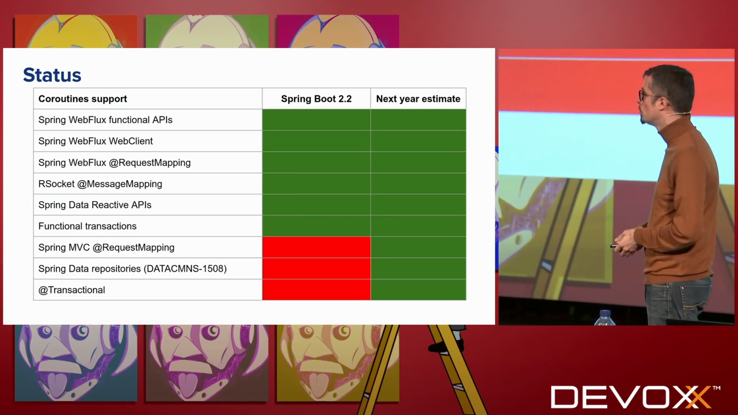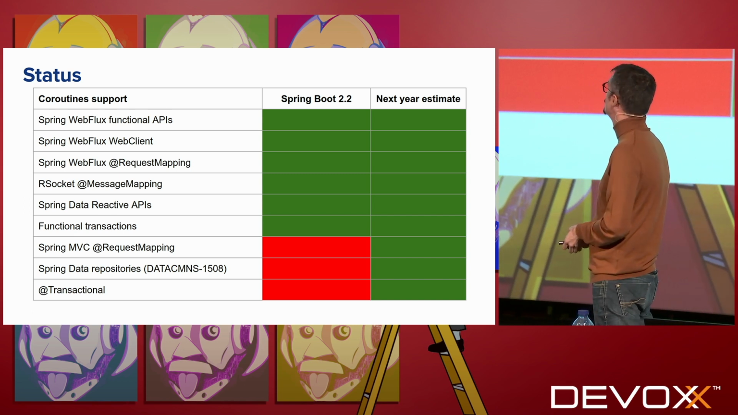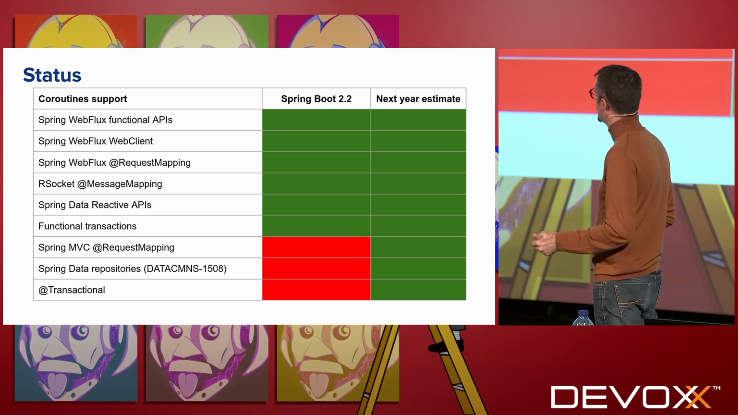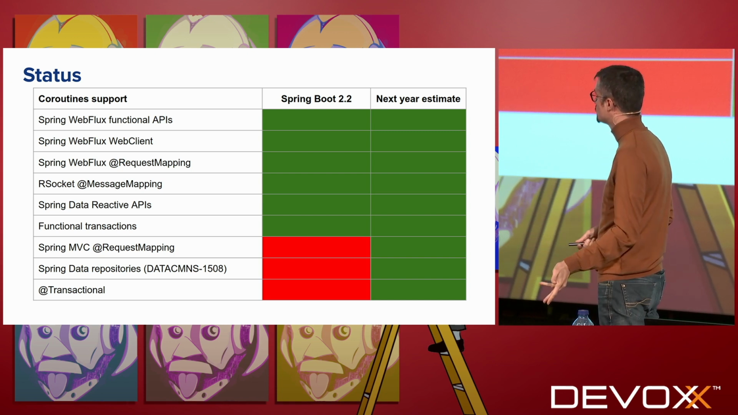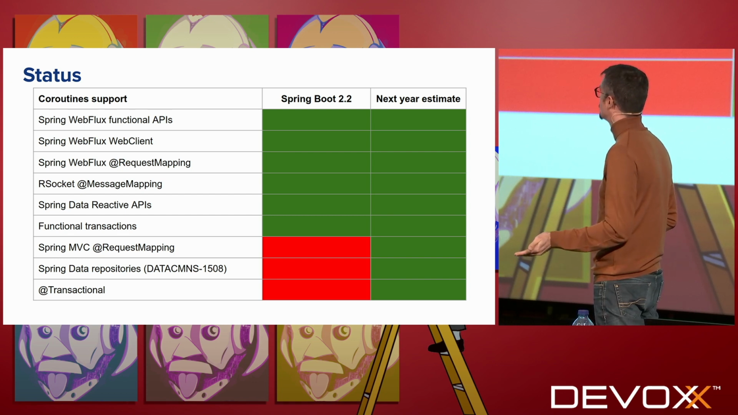Again, a new table with the status of the support. In Spring Boot 2.2, in terms of coroutine support, we have Spring WebFlux functional APIs, Spring WebFlux WebClient, Spring WebFlux @RequestMapping, RSocket @MessageMapping. We are going to see that a little bit later. Spring Data Reactive APIs and functional transactions.